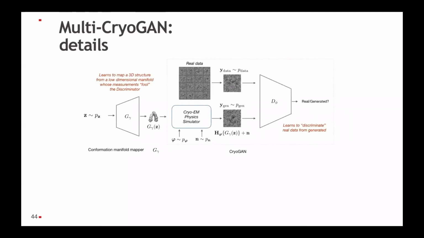In essence, we again have a discriminator, which is trying to distinguish between the real and fake data. This fake data is now coming from a bit more complicated process, but not that hard to understand. We have a 3D network, which takes a latent variable and gives you the 3D structure, which we feed to the physics simulator, and we get the projection. So we are trying to find this 3D neural network so that the low dimensional manifold of conformations that it generates fools the discriminator.